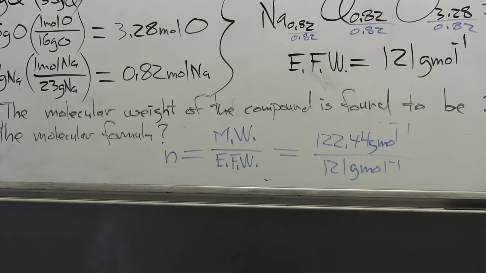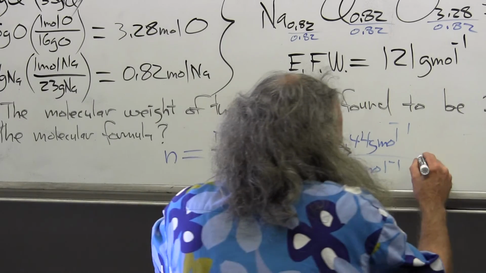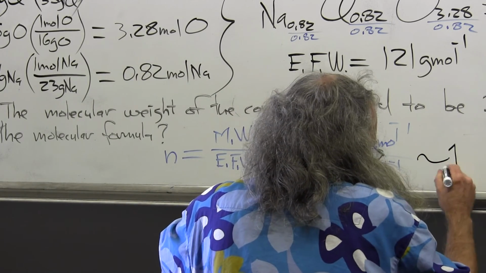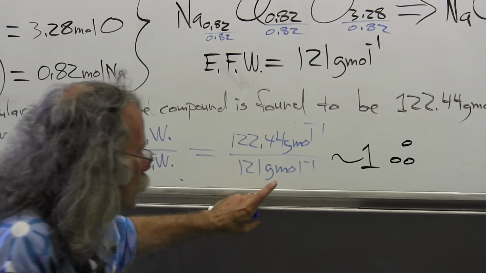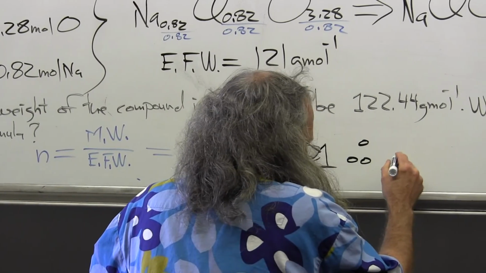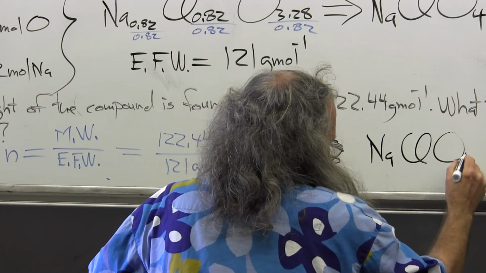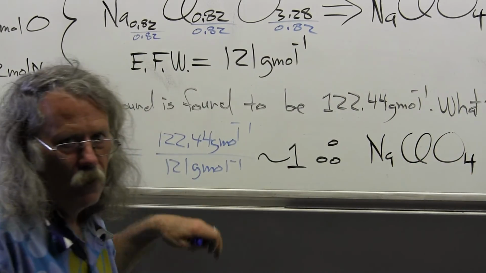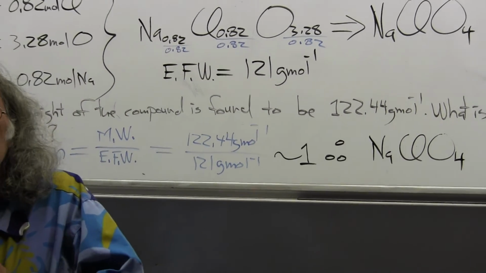And so this reflects experimental precision. This is 1. Therefore, the formula, the molecular formula is NaClO4. And just for fun, practice naming it.